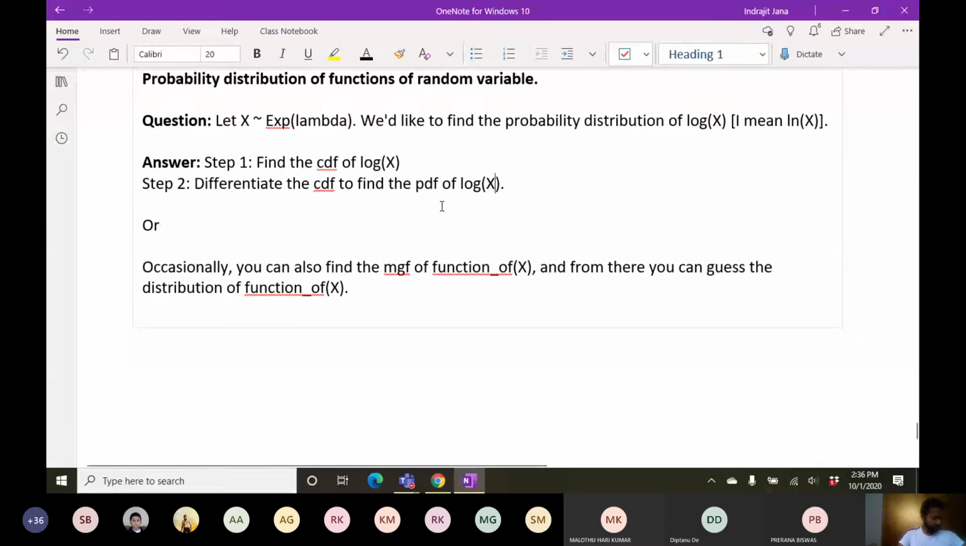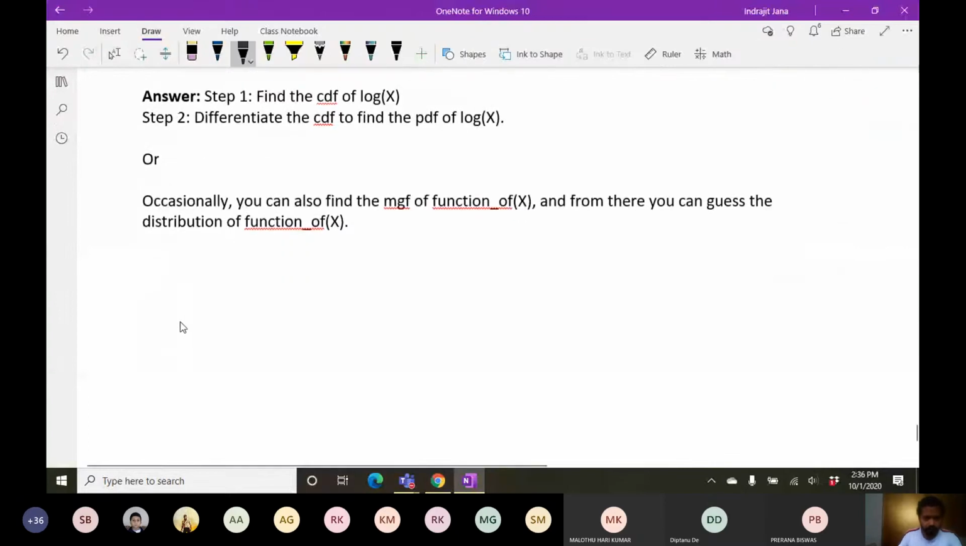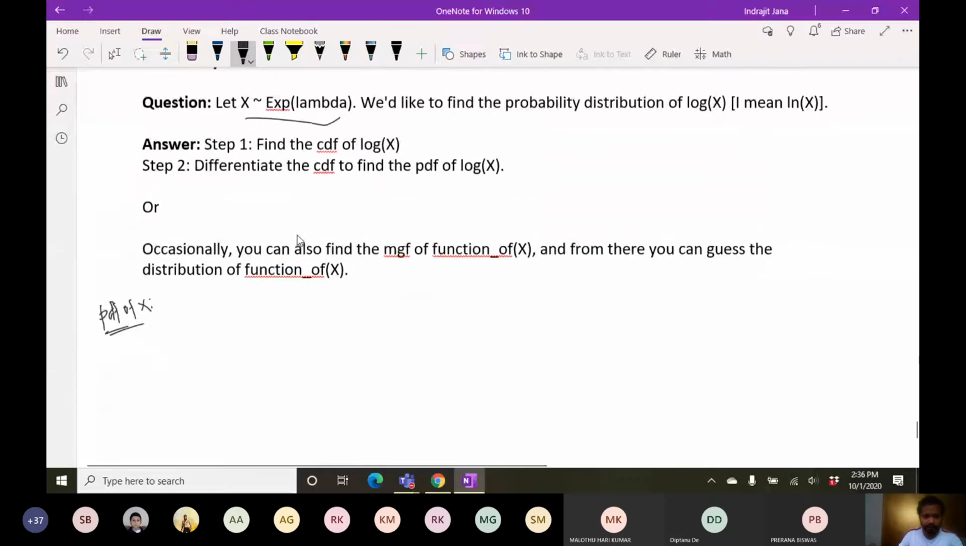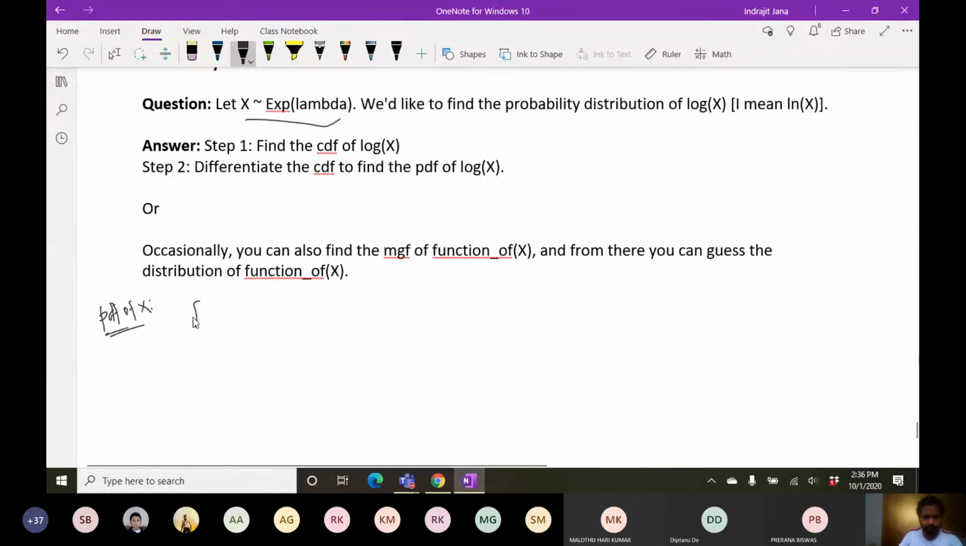All right. So how do we do this? First of all, x follows exponential lambda, and the PDF of x is given by f_X(x), which is lambda e to the power negative lambda x, when x is positive. Okay.